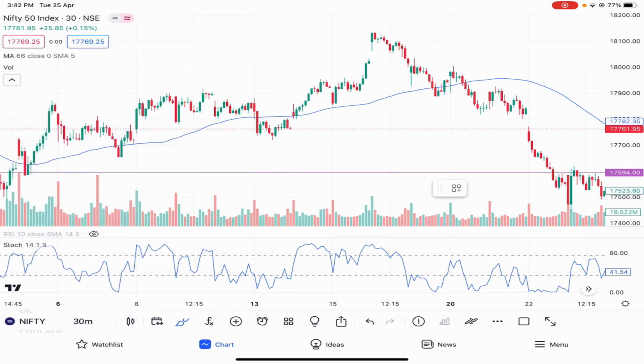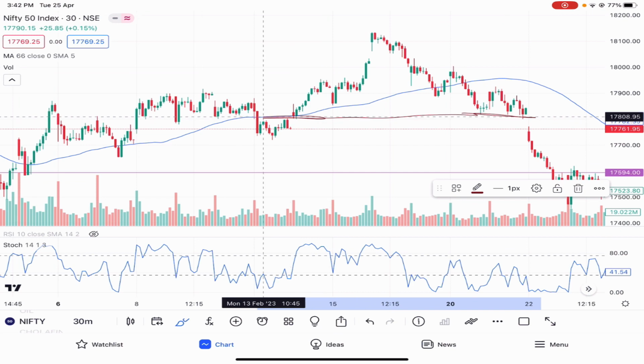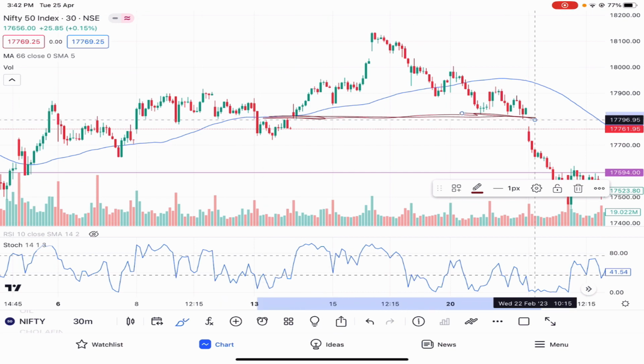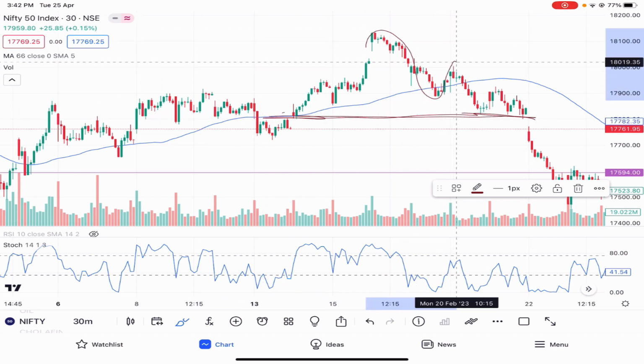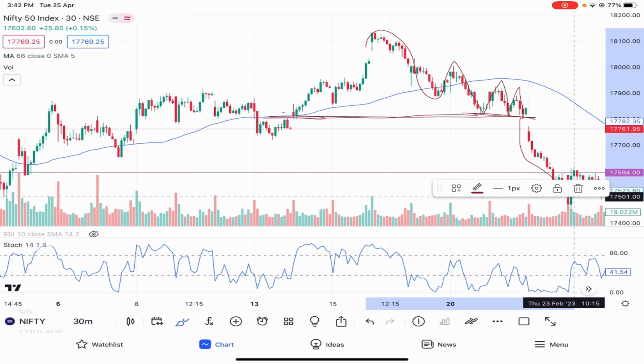The same way, if you see supports, you can see support over here. That's an example, support over here. The price came down, took support, went up, took support, went up, took support, and it broke down and it went further down. So here my support has been broken.